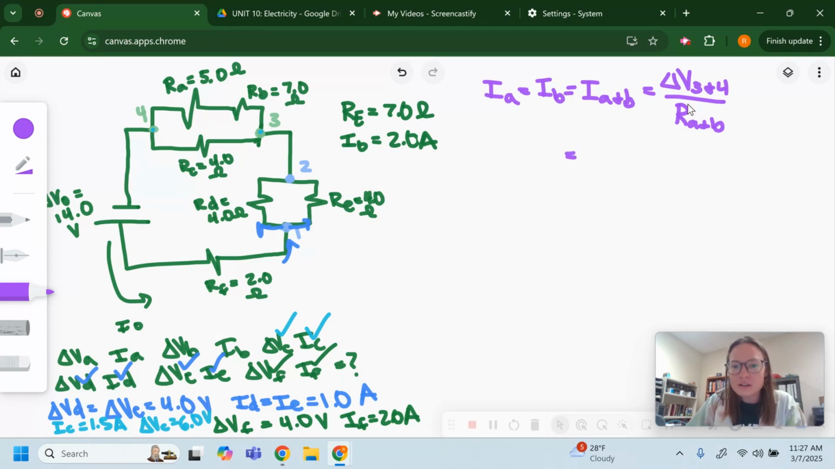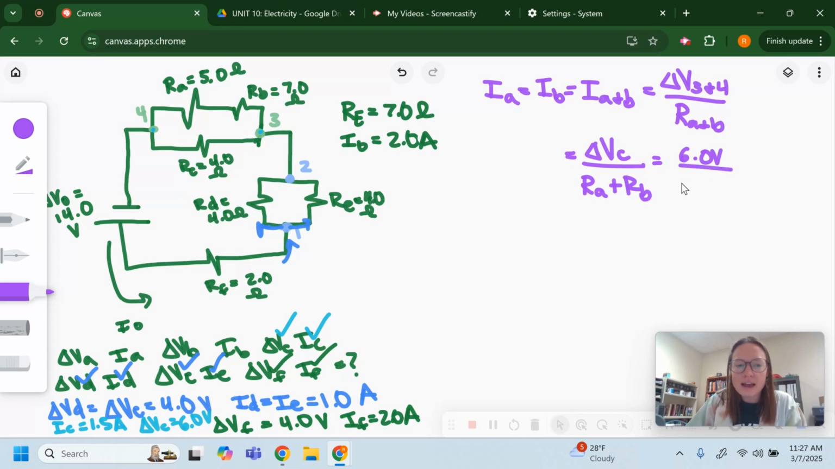So here's what I'm going to do. First, I know that delta V3 and 4 is equal to delta VC. I also know that RA and B, because they're in series with each other, is going to be RA plus RB, like this. I can then plug in numbers here, and I'm actually going to plug in numbers up here, even though I'd normally like to work all the way down, just to save us some space. Delta VC here, I already know, is equal to 6.0 volts.